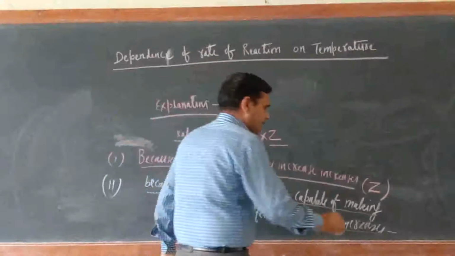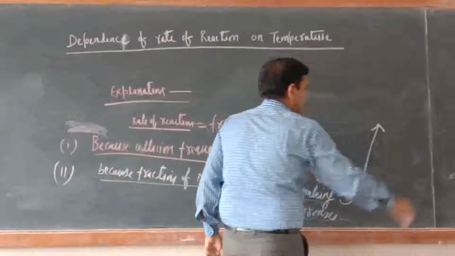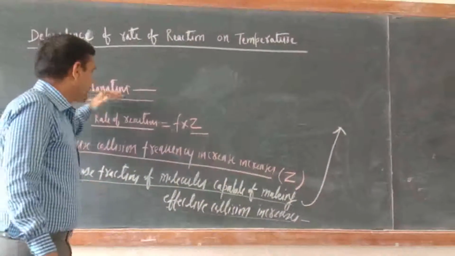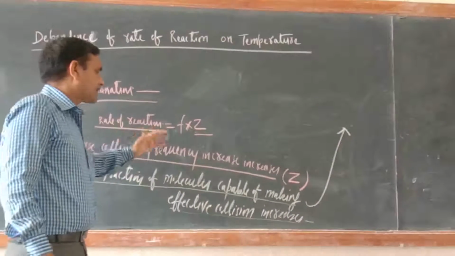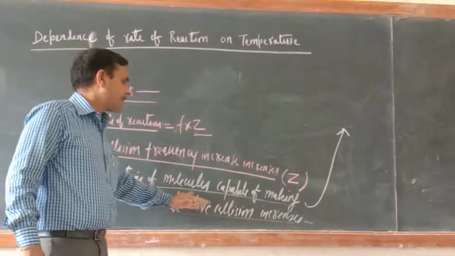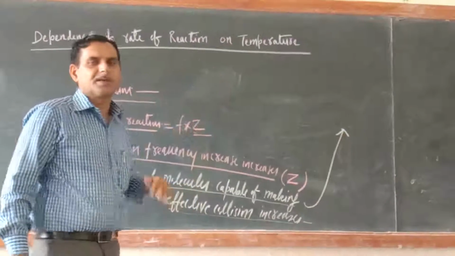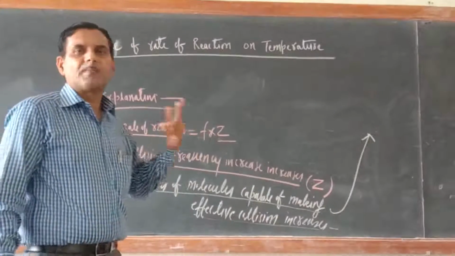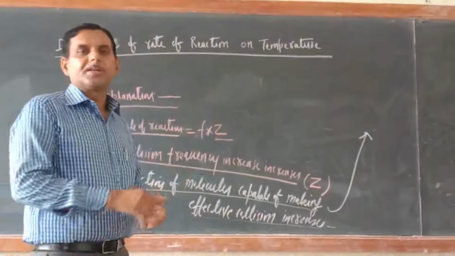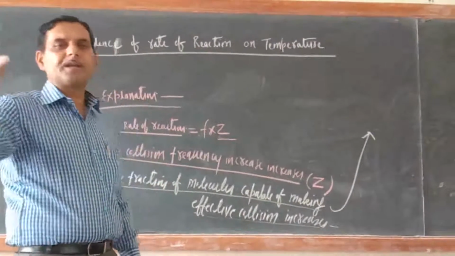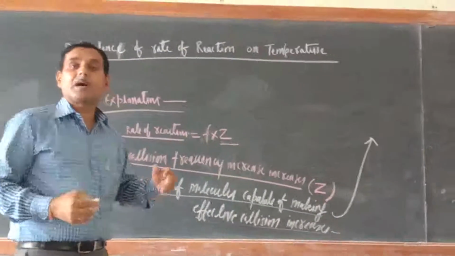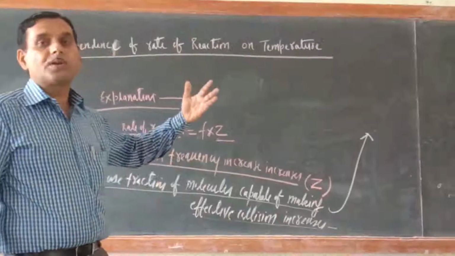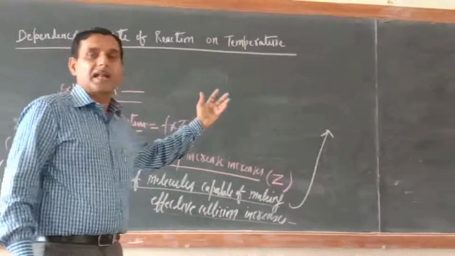For a better understanding of the second point, just see some experimental facts. How, because of the increase of temperature, does the fraction of the molecules capable of making effective collision increase? Just see. There were two scientists, Maxwell and Boltzmann. They plotted a graph between energy and the fraction of the molecules capable of making effective collision, and they found the statistical data like that.